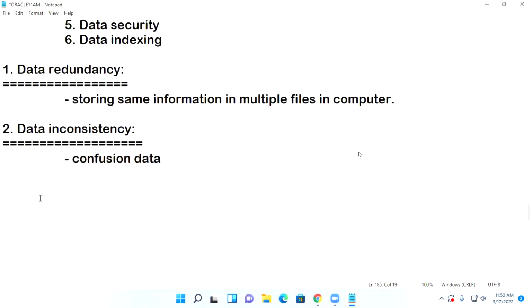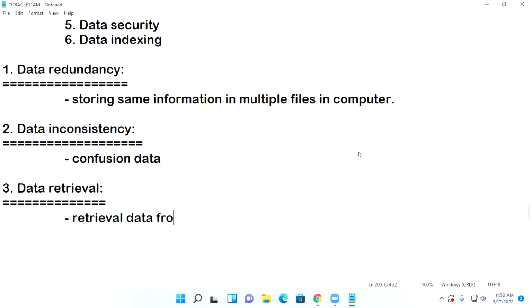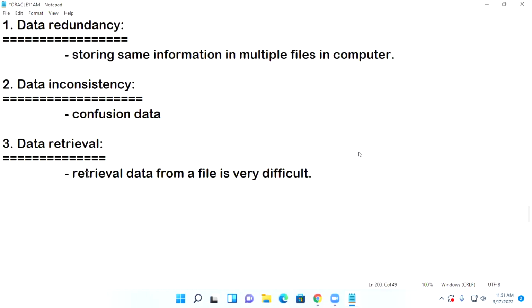Data retrieval, the third problem. Data retrieval means reading your data. Whichever data you want, you need to read it. That is what we call retrieval of data. Retrieval of data from a file is very difficult. So why, sir, is it very difficult to retrieve data from a file?